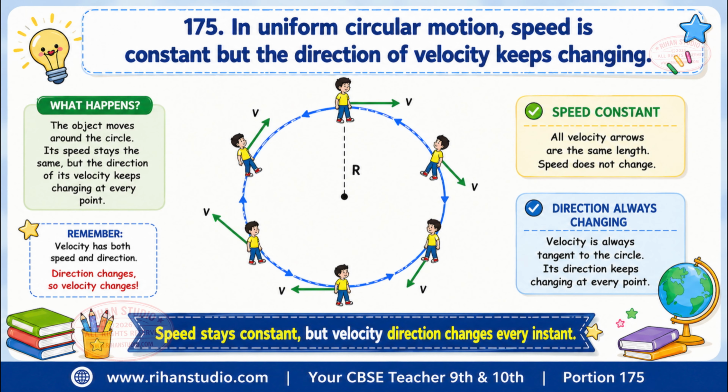In uniform circular motion, speed is constant, but the direction of velocity keeps changing. Here's the crucial subtlety. In UCM, the speed stays constant, but the direction of velocity changes at every instant. So velocity is changing even though speed is not.